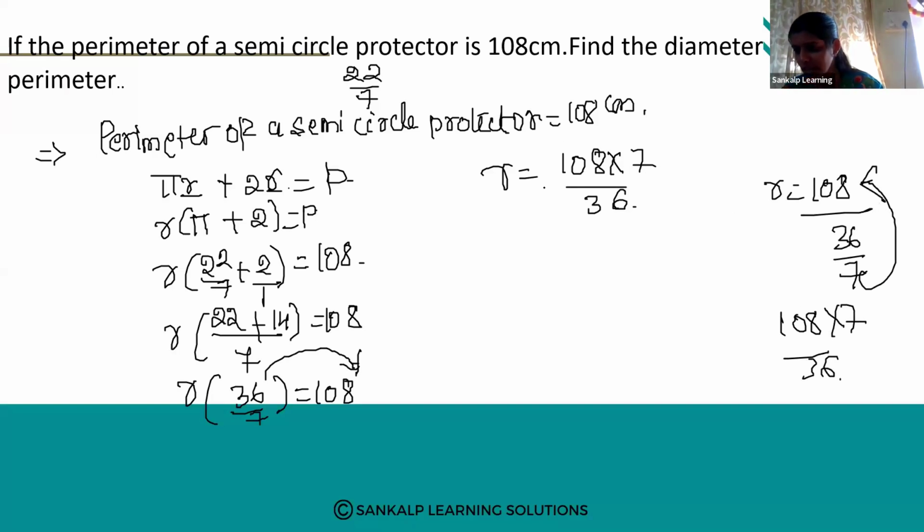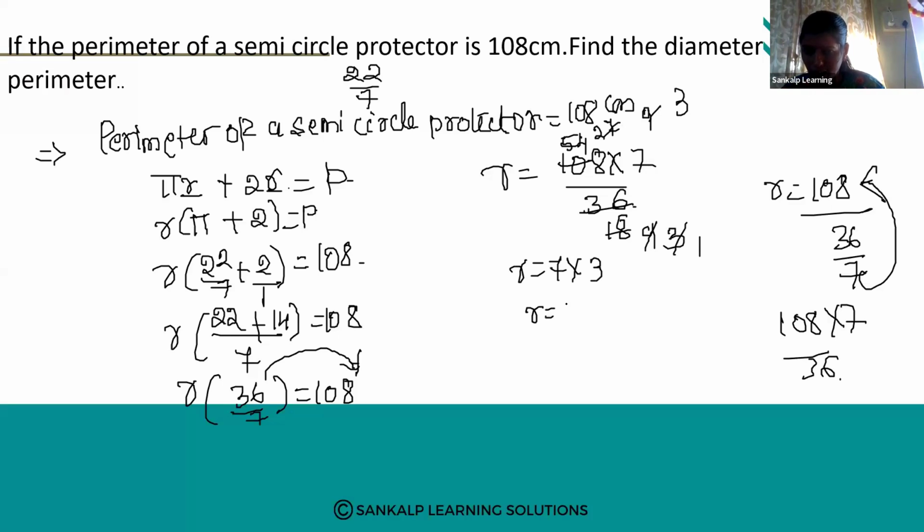So now 2 1s are 2, 2 8s are 16, 2 5s are 10, 2 4s are 8, 2 9s are 18, 2 2s are 4, 2 7s are 14. Next, 3 3s are 9, so 3 9s are 27. Okay, 3 1s are 3, 3 3s are 9. So finally you will get r is equal to 7 into 3. That is r is equal to 21 centimeter. So this is the value of r we got.